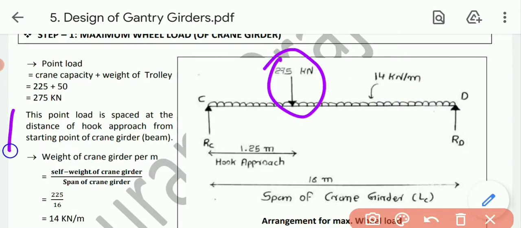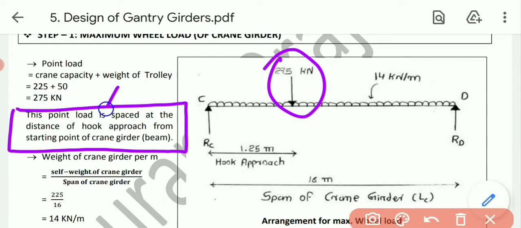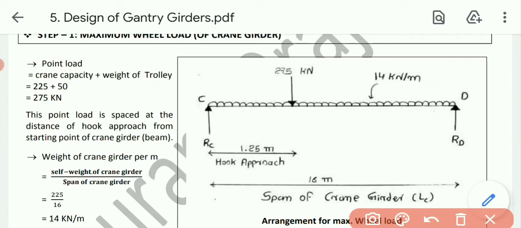in this formula. So this point load is spaced at the distance of hook approach from the starting point of the crane girder. So from the starting point, at the distance of hook approach, this load is placed over here, over the crane girder.